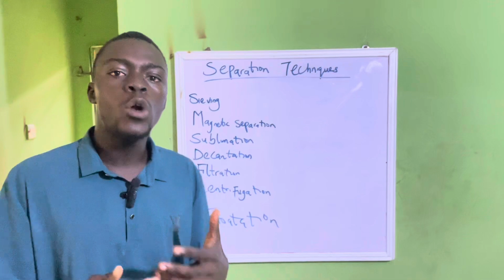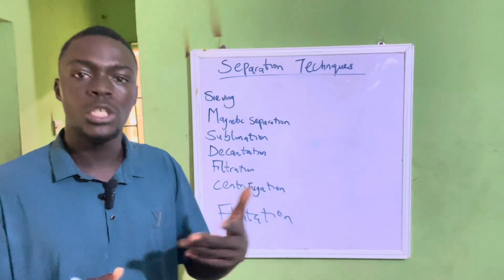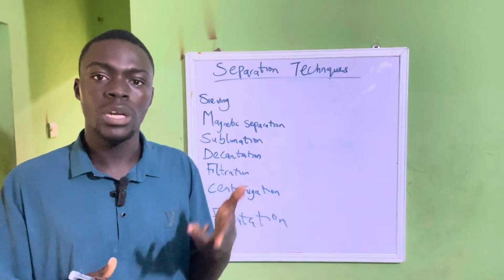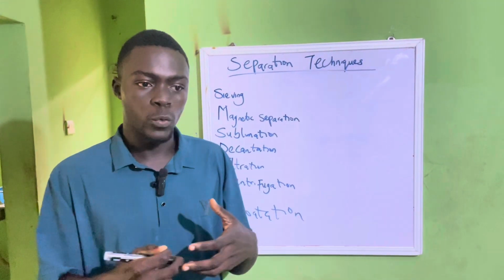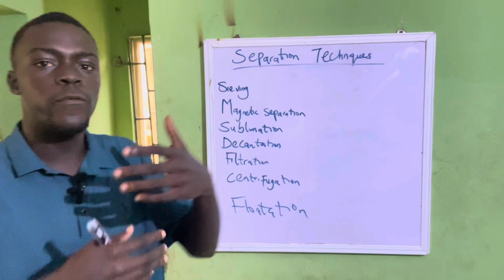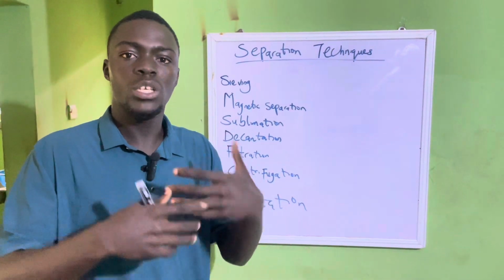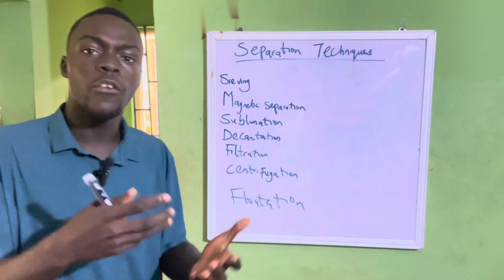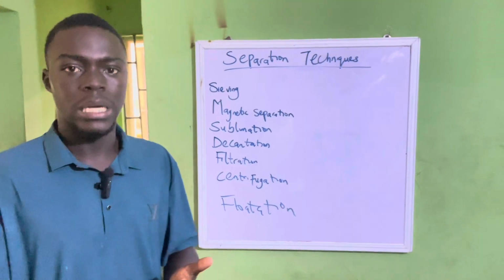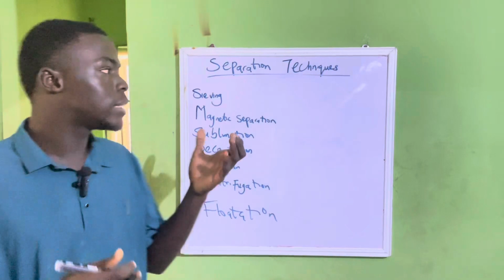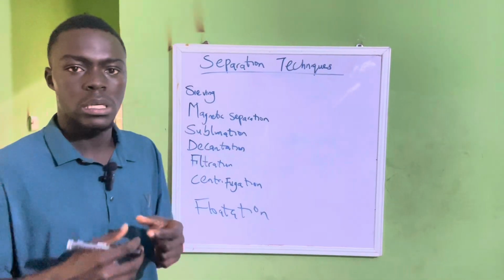So how do we separate these mixtures? So that is what will bring us to separation techniques. So we know that there are different kinds of mixtures. So different kinds of mixtures will attract different kinds of separation techniques. You understand? So now the first thing on the list is sieving.